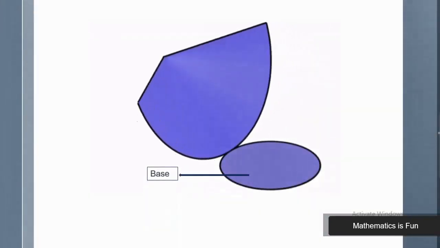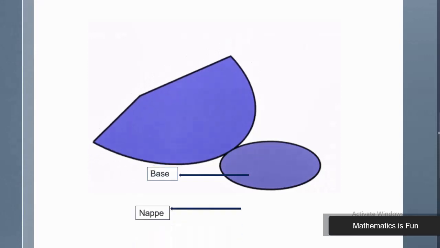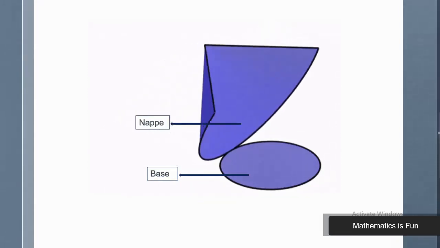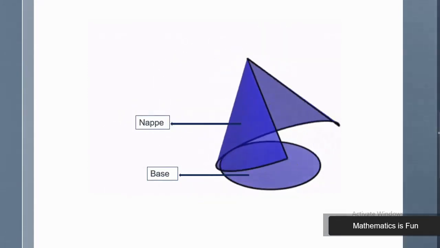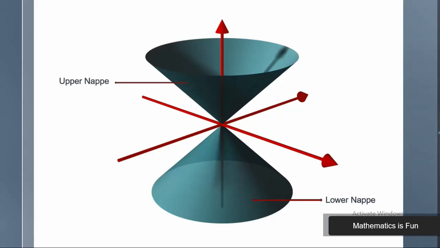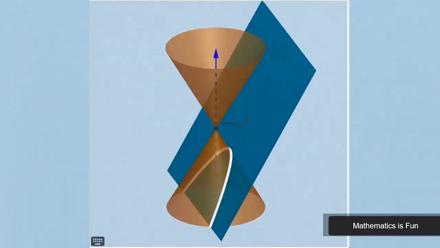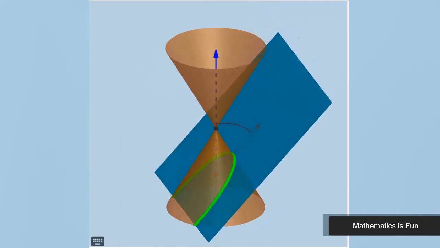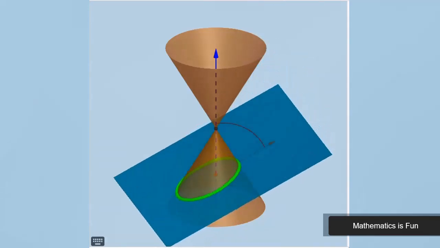This is the base of the cone and its lateral surface is referred to as the cone's nappe. In a double nappe right circular cone, this part is the upper nappe of the cone, while this part is the lower nappe of the cone. The point joining both the nappes of the cone is its vertex. Having given a brief overview of the cone, let's now turn our attention to the conic sections.